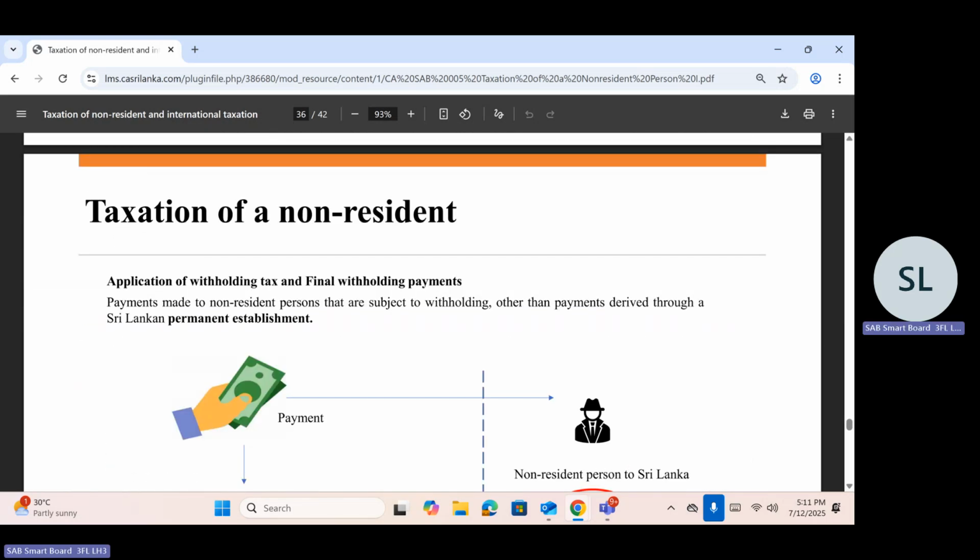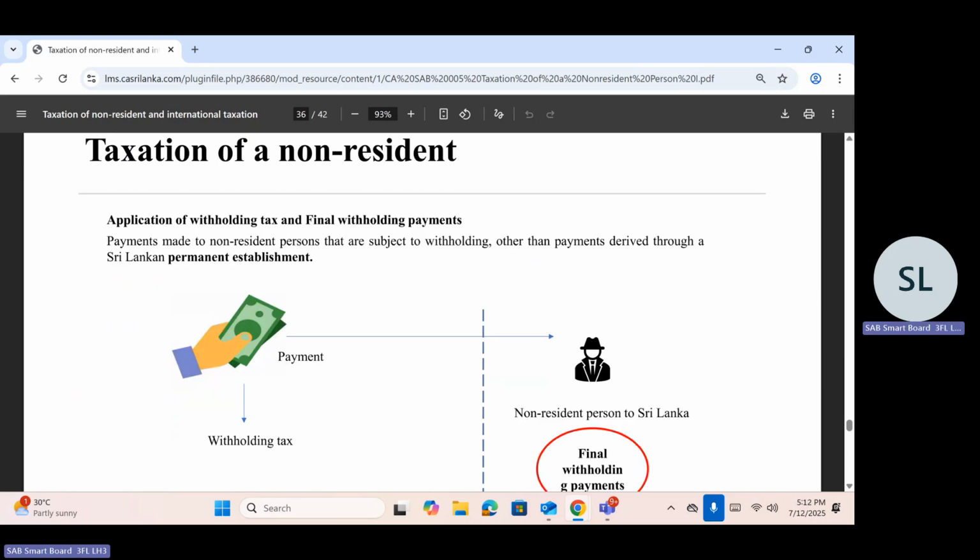So, application of withholding tax and final withholding tax. These types of expenditure. Now we know what is source in Sri Lanka. So if that is a source in Sri Lanka and a person is making that payment, it is subject to withholding tax. Right? So you can understand that payments made to a non-resident person are subject to withholding tax, other than payment derived through a Sri Lanka permanent establishment.